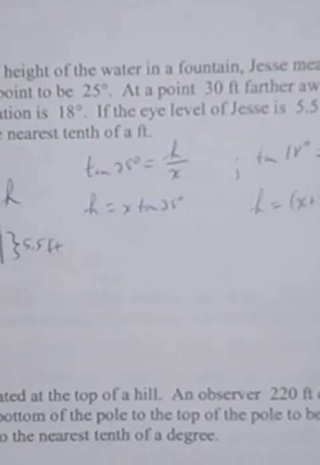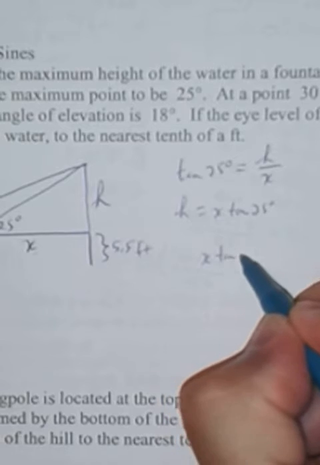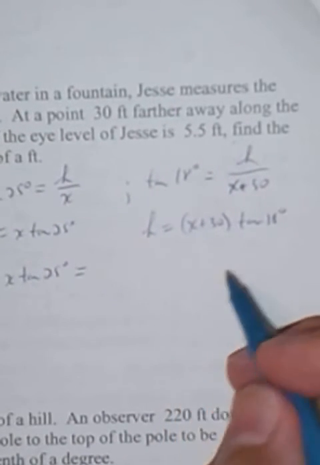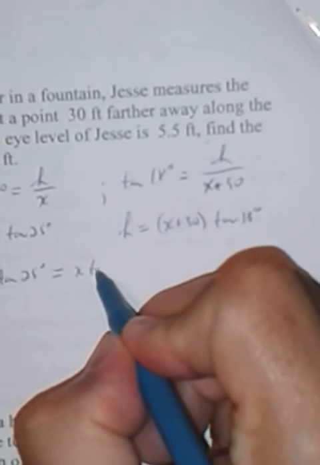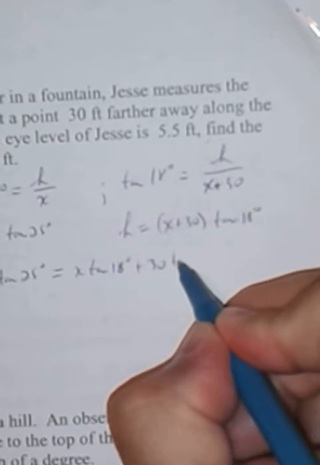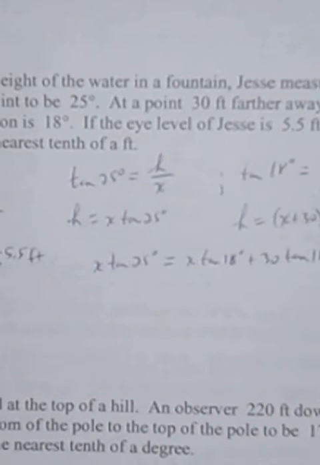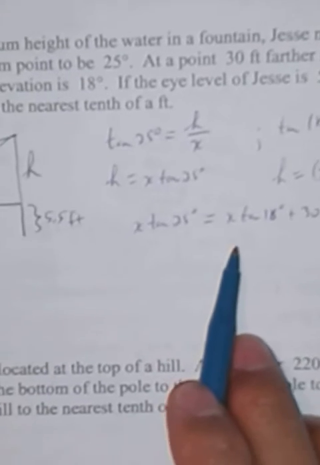Both of those are h, which means we can write them equal to each other. So we will say x tangent 25 degrees is equal to x plus 30 times tangent 18. I'm going to distribute the x plus 30: x tangent 18 degrees plus 30 tangent 18 degrees. Is it 30 or 50? 30, right? Yep.